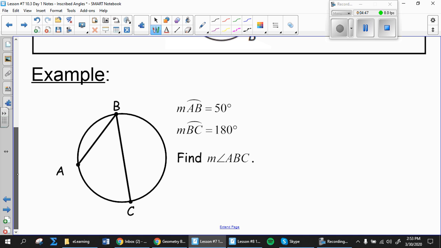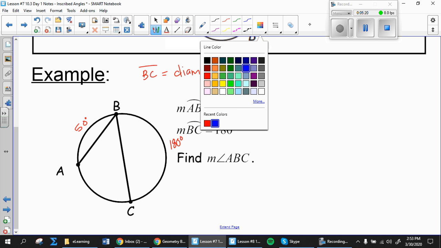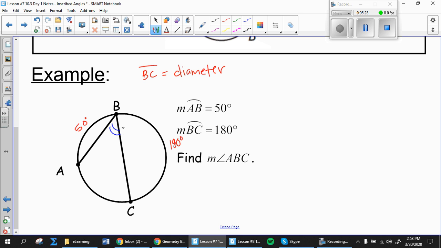So go down here and look at this example. It tells us the measure of arc AB is 50 degrees. So I'm going to go ahead and label that here. It tells us arc BC is 180 degrees. So what do we call BC then, if this arc's 180 degrees? We call that a diameter. That's our diameter to split our circle in half. This would be a semicircle. So what they're doing here is they're asking us to find angle ABC. So this angle right here.